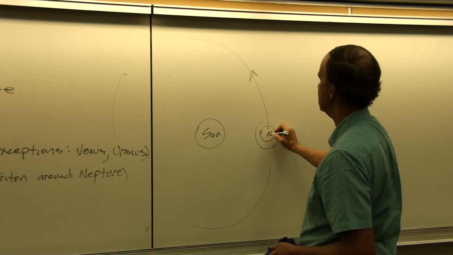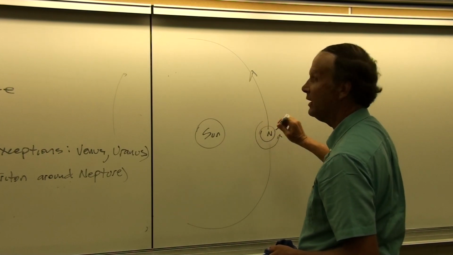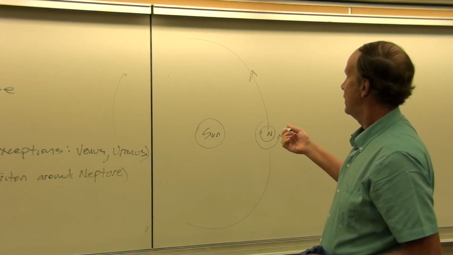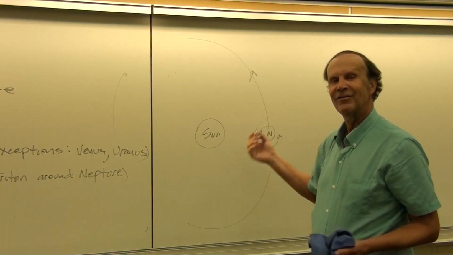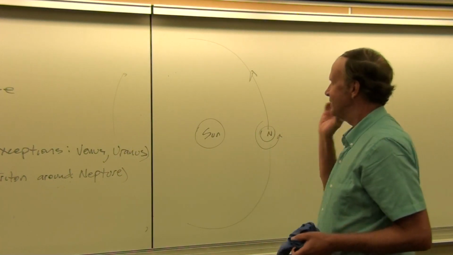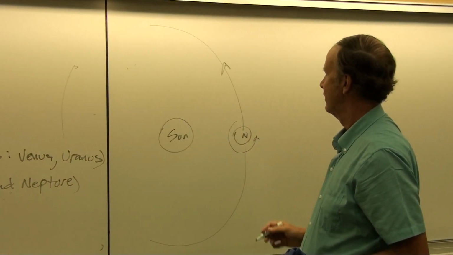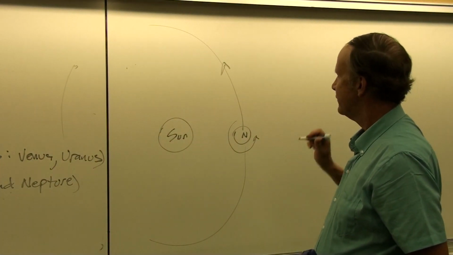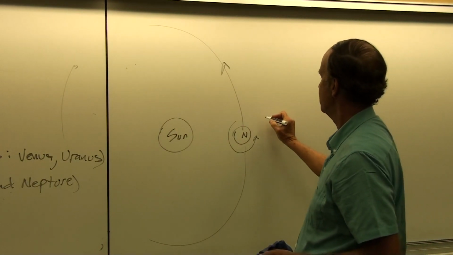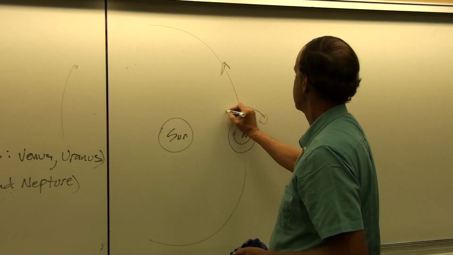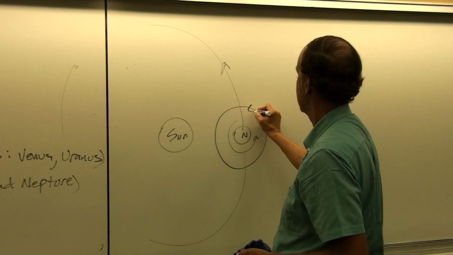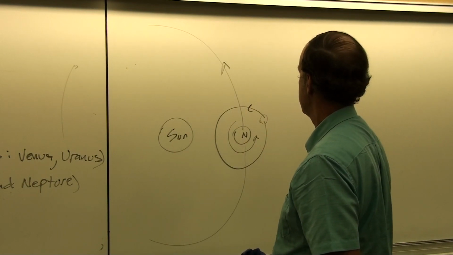But you have to be looking down on the Earth's North Pole. If you were looking up at the Earth's South Pole, then everything would be reversed. So to keep things consistent, we have to do this in terms of this viewpoint, looking down on the Earth's North Pole. And then the moon is also going around the Earth in a counterclockwise direction.